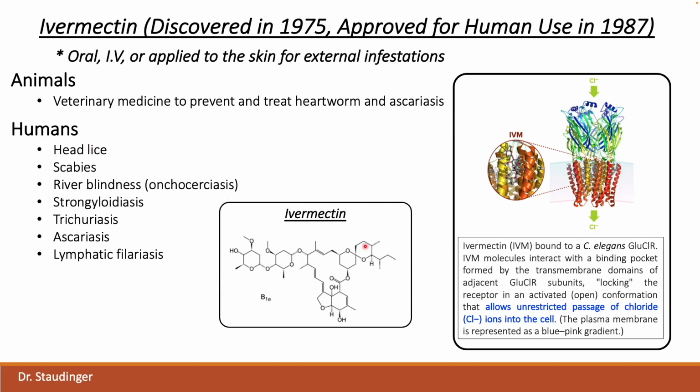Here's the structure of ivermectin. And here's the structure of ivermectin bound to a transmembrane glutamate receptor in C. elegans, or worms. Glutamate-gated chloride channel receptors, or GLU-CLRs, mediate inhibitory neurotransmission at invertebrate synapses. Ivermectin is a broad-spectrum pesticide that binds and potentiates glutamate-gated chloride channel receptor activity.